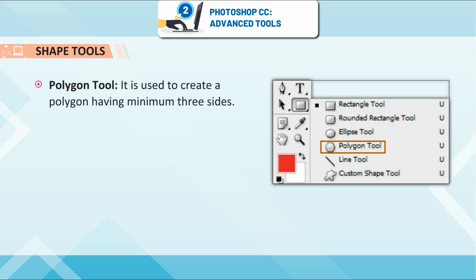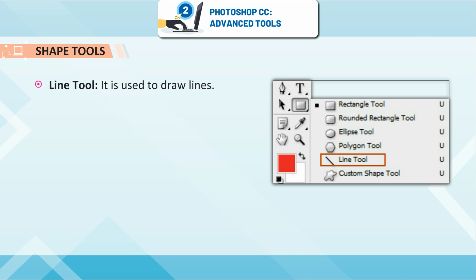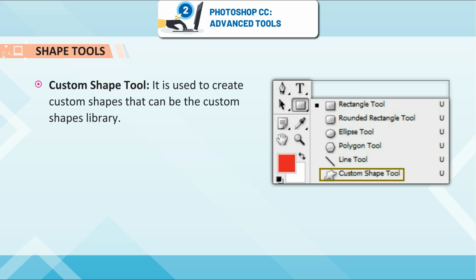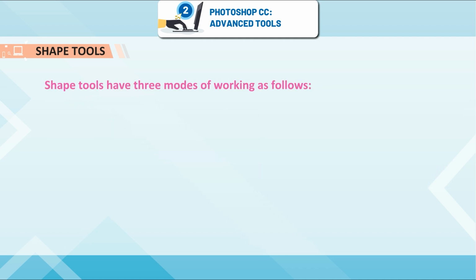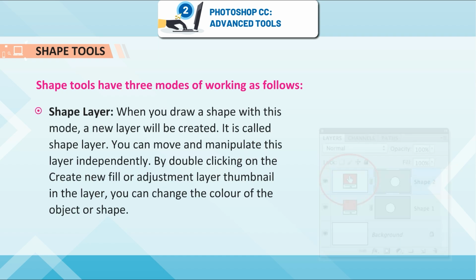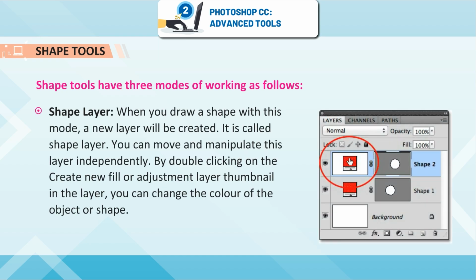Polygon tool. It is used to create a polygon having minimum 3 sides. Line tool. It is used to draw lines. Custom shape tool. It is used to create custom shapes that can be accessed from the custom shapes library. Shape tools have 3 modes of working as follows. Shape layer. When you draw a shape with this mode, a new layer will be created.